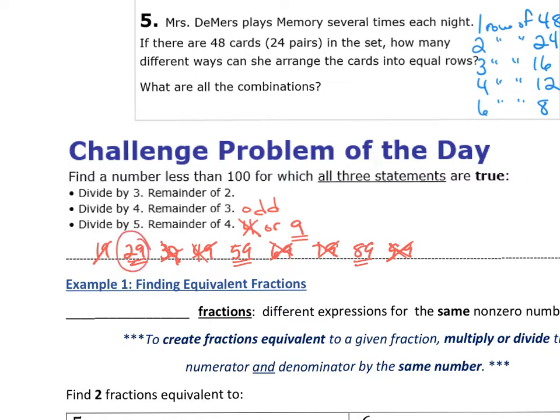29 divided by 4 is going to have a remainder of 1. That doesn't work. 59 divided by 4 is going to have a remainder of 3. 56 and then 3 left over, so that one works. 89, 4 goes into 88, it would have a remainder of 1. So the number that works for all 3 statements is 59.